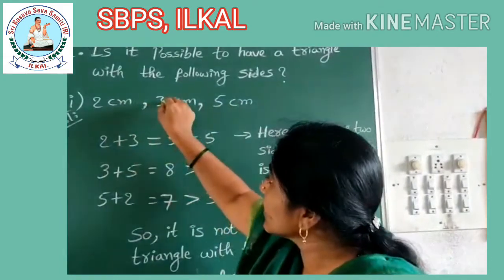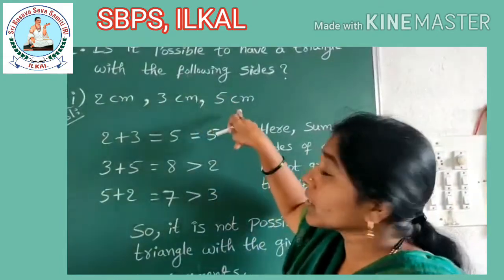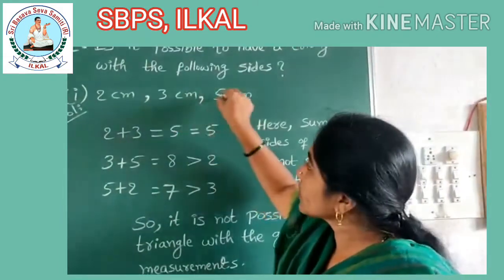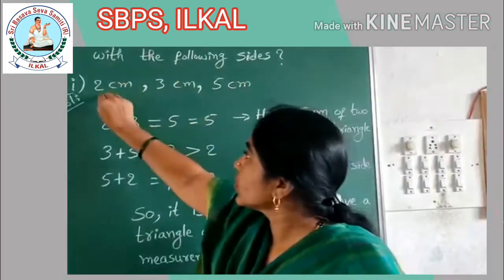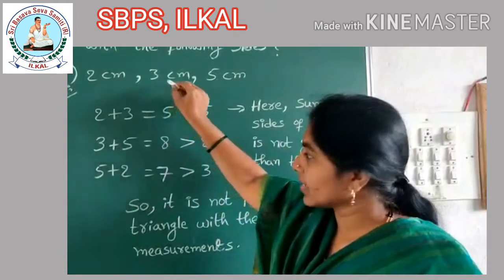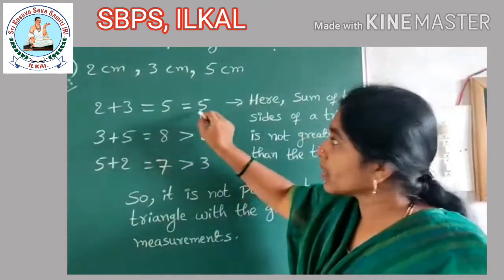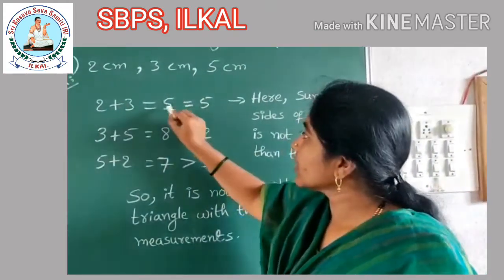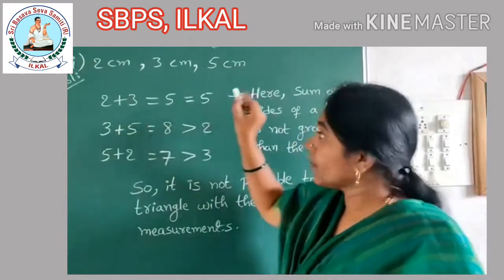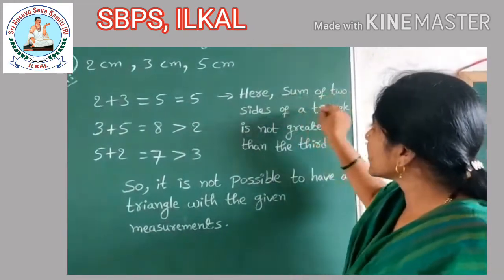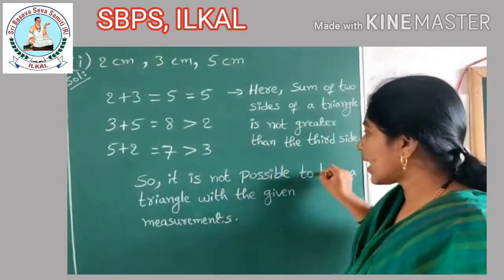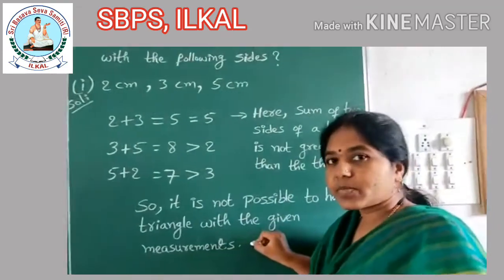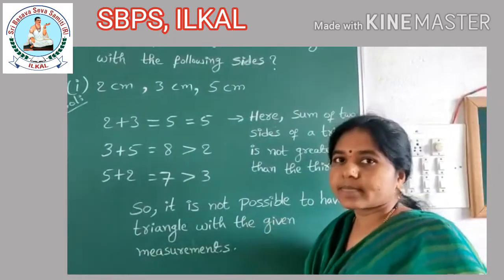2 plus 3 is equal to 5. It became equal to 5 here. 3 plus 5 is equal to 8, which is greater than 2. And 5 plus 2 is equal to 7, which is greater than 3. These two we got greater, children, but here we did not get it. Here 5 is equal to 5. Here the sum of two sides of a triangle is not greater than the third side. So it is not possible to have a triangle with the given sides.